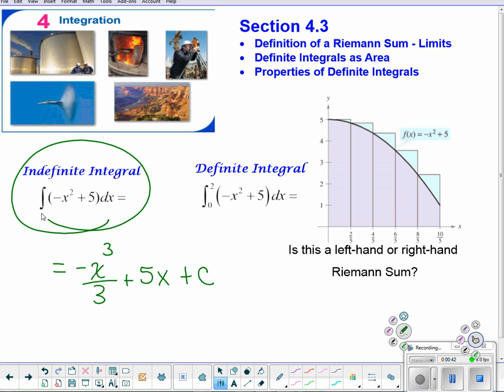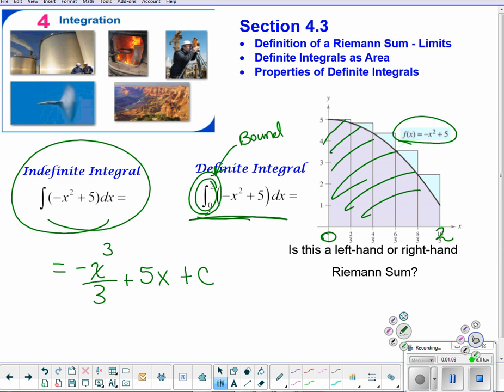Well, what we see over on this one is I have bounds. That's what makes this a definite integral. These bounds tell me where I'm looking for the value of my integral. For instance, maybe I'm going 0 to 2 of this function, negative x squared plus 5. What it's asking is, how much area is contained between an x equals 0 vertical line and an x equals 2 vertical line, and then under the f of x function. So that's where we're headed.